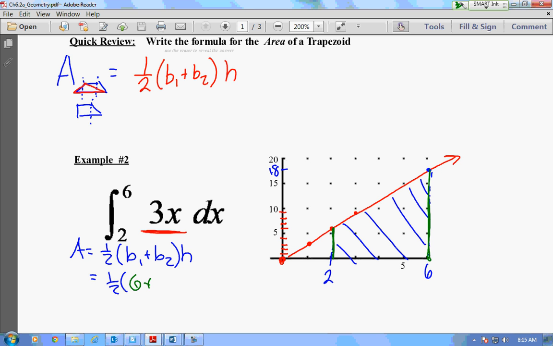18. Now the height, bases and height are always perpendicular. So is this red line perpendicular to our green bases? No, so this is not the height. That's called a slant. The black line from 2 to 6 on the x-axis, that is the height because it's perpendicular. And how long is it from 2 to 6? 4.